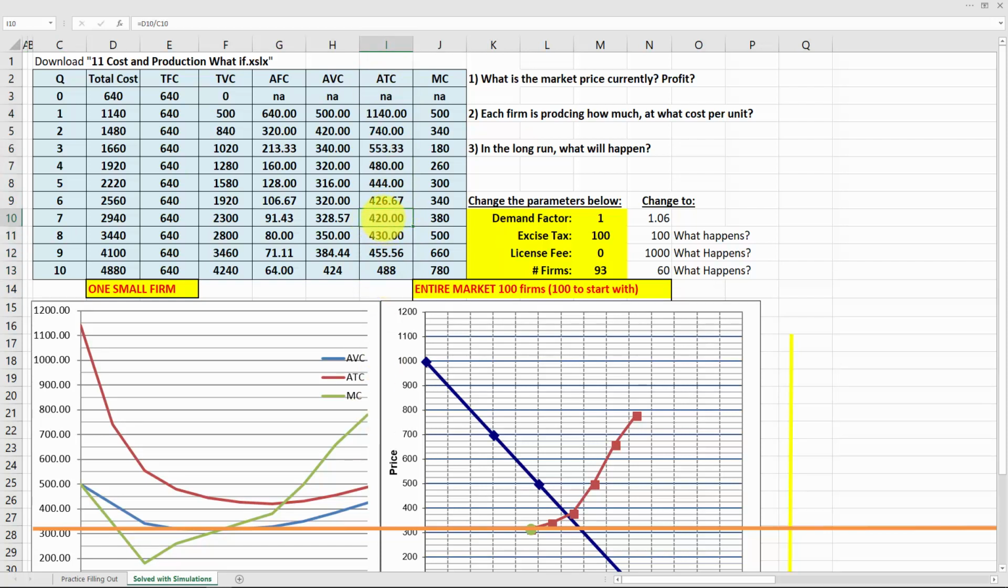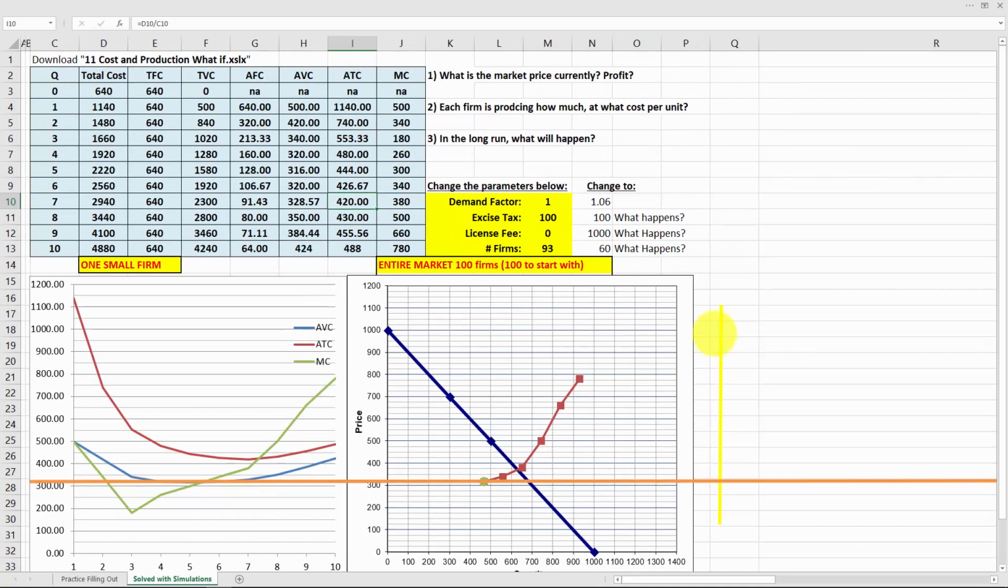$420. Used to be $320. So with a $100 tax like this, the break-even price for the firms will go up by $100. And if they were breaking even before, they're not going to be breaking even now. They're going to be losing money. So one of the interesting things about a tax like this is in the short run, we see the price go up by a portion of the tax.